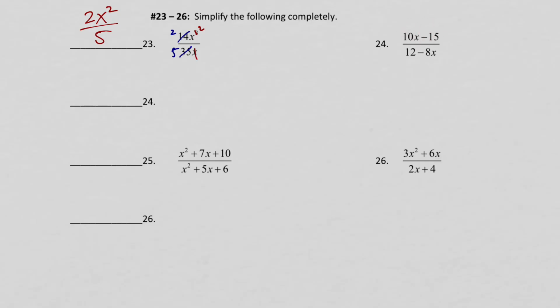Here I'm going to factor out a 5. And we're left with 2x minus 3. Here, I'm going to factor out a 4. And I'm left with 3 minus 2x.